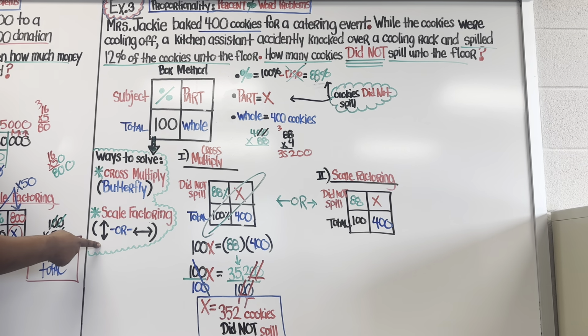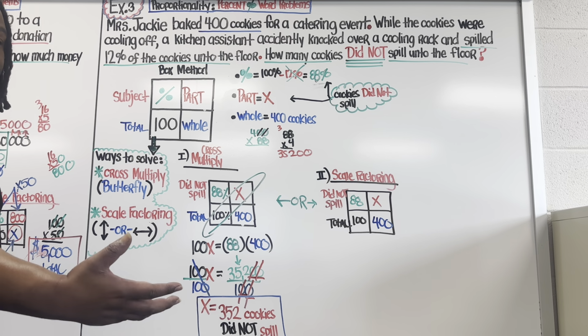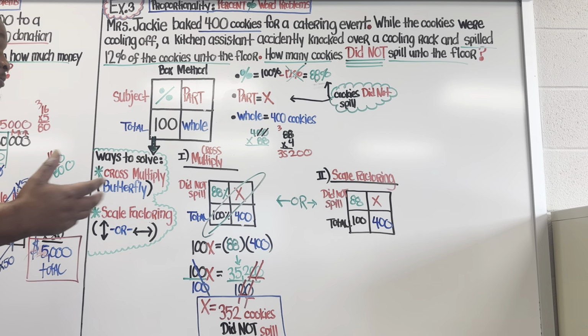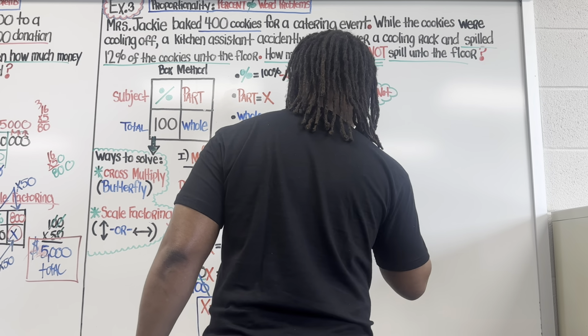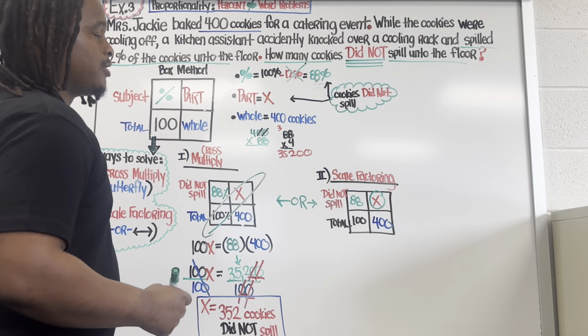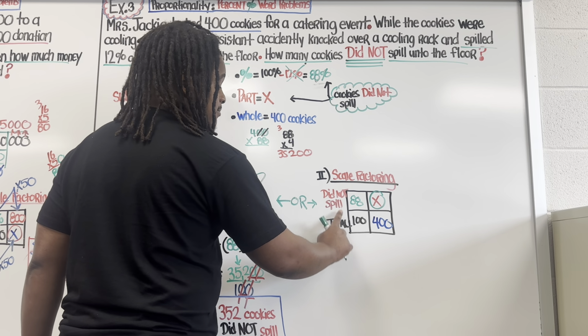Remember, guys, scale factoring is understanding that a number can be a multiple of another number. For example, 8 is a multiple of 2 because if I multiply 2 times 4, I get 8. So 8 is a multiple of 2. We can scale factor vertically, up and down, or left to right, or right to left, depending on the position of X, and it can work either way. X is at the top right corner.